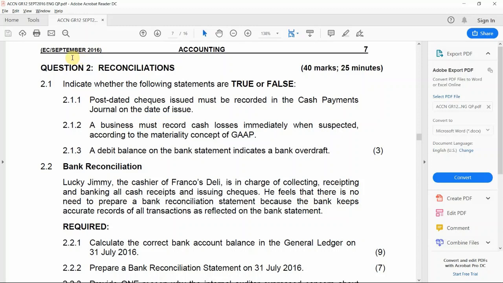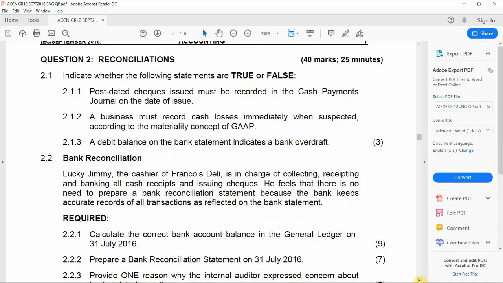The focus of this video is the Eastern Cape 2016 question paper, and I'm going to focus specifically on question 2.2.1, where we have to calculate the correct bank account balance in the general ledger on 31 July 2016, as well as question 2.2.2, where we have to prepare a bank reconciliation statement on 31 July 2016.